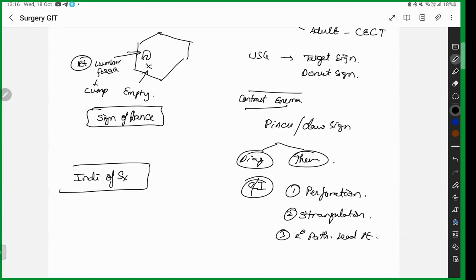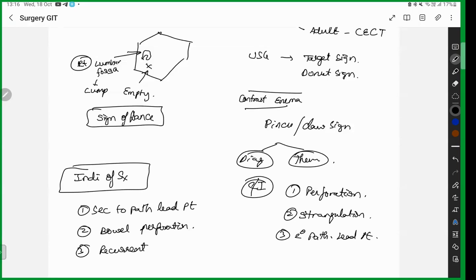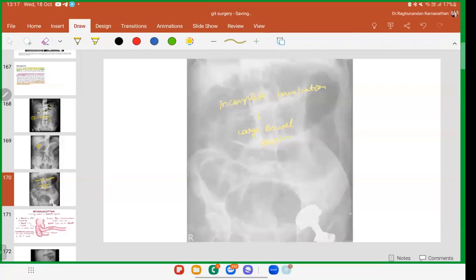Remember, the indications of surgery are: number 1, secondary to a pathological lead point, or whenever there is bowel perforation, or whenever there is a recurrent intussusception, then you go for the surgery. This is a very important point you need to understand. Now let's see the pictures, x-rays, and then come back.